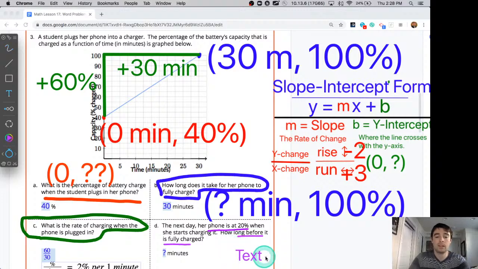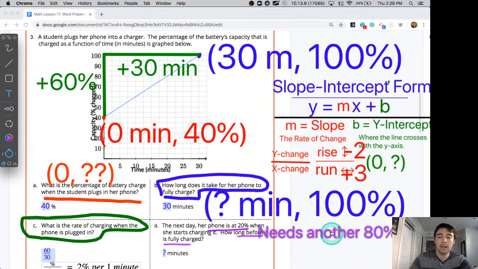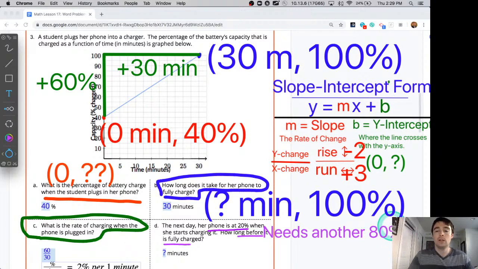So I'm going to go ahead and put that. Needs another 80%. And I also know that this phone charges 2% per minute. So if I do 2% per minute, that means I could take the 80% and divide it by 2, because every minute I get 2. So that means ultimately it would take 40 minutes.